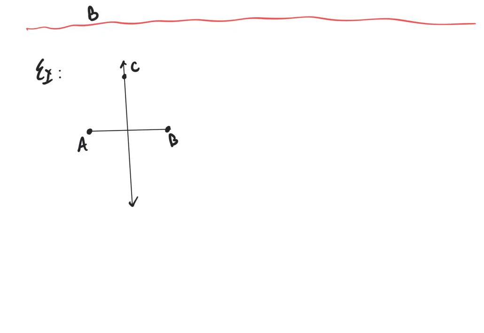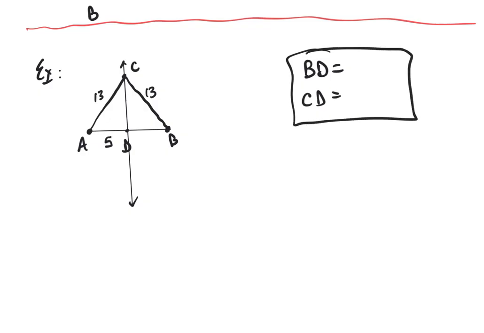Instead, what I'm going to do is show you that the length of AC is 13 and the length of BC is 13. Right? Next, I'm going to tell you the length from A to D is 5. And then I'm going to ask you two questions. What's the length from B to D? And what's the length from C to D? Right? So can we answer those two questions?